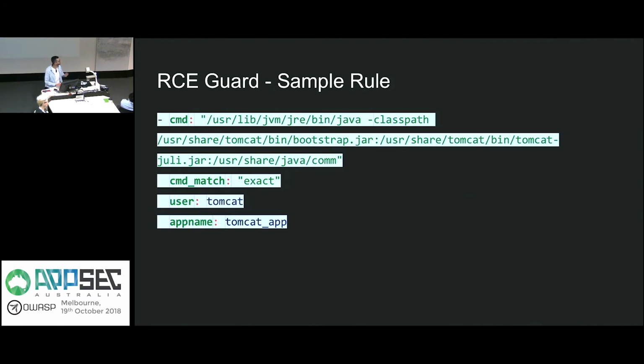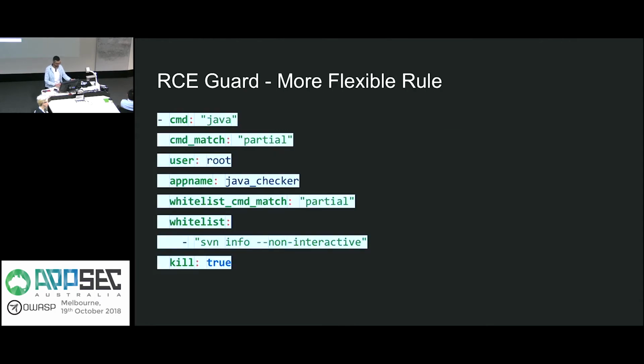Super simple YAML. You just define the rule. You define if you want an exact match or partial match, so this gives it flexibility. For partial match, I can just give it Java, and it'll monitor all Java processes. I can tell it what user to monitor. I'm just interested in the Java process if Tomcat's running it, not if some user is just compiling or running their own Java. And here's an example of a partial rule.